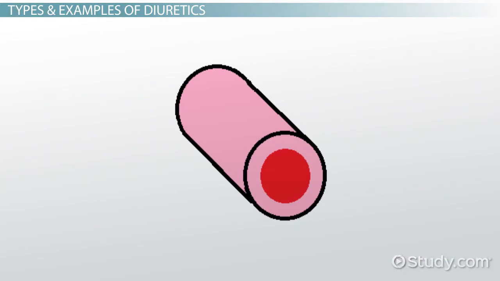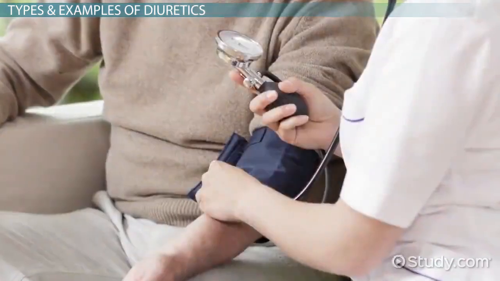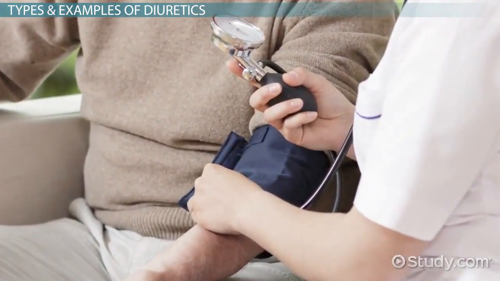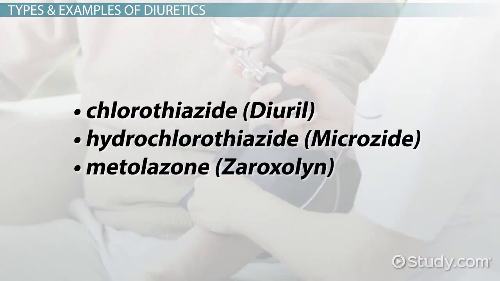Also, thiazides are the only diuretics to cause widening of the blood vessels, vasodilation, which is why it is so useful in managing hypertension. Some examples of thiazide diuretics include chlorothiazide, Diuril, hydrochlorothiazide, Microzide, and metolazone, Zaroxolyn.